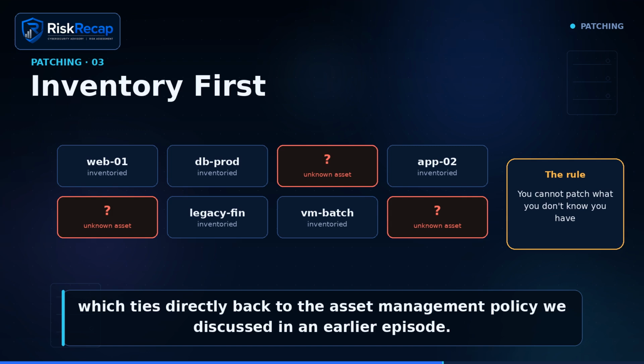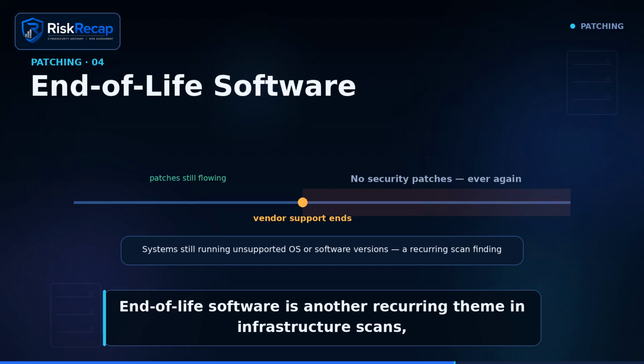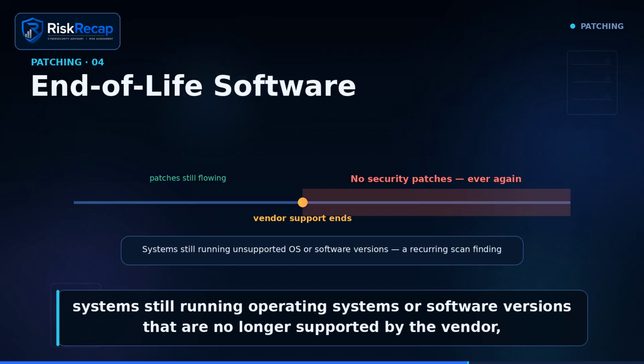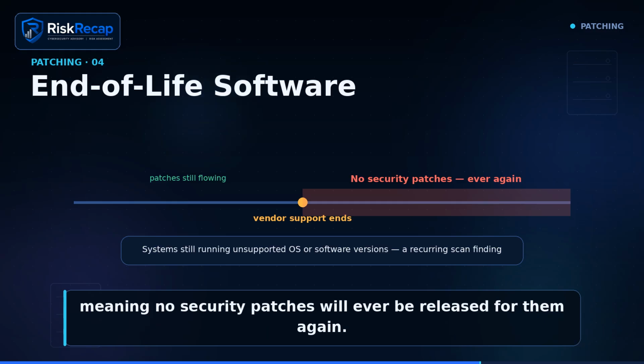End-of-life software is another recurring theme in infrastructure scans, systems still running operating systems or software versions that are no longer supported by the vendor, meaning no security patches will ever be released for them again.